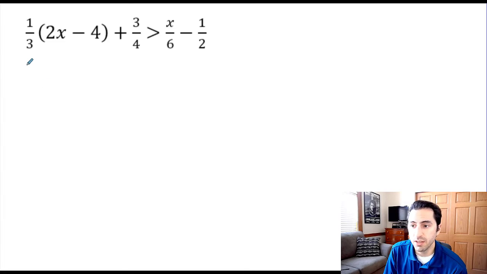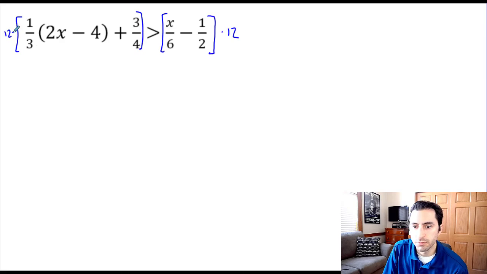So I have 3, 4, 6, and 2. So the smallest number that is divisible by all of those is going to be 12. So let's multiply both sides of this inequality by 12. Now when we do this, each term is going to get multiplied by 12. 1/3 times 2x minus 4, that's all one term. So the 12 gets multiplied by the 1/3.